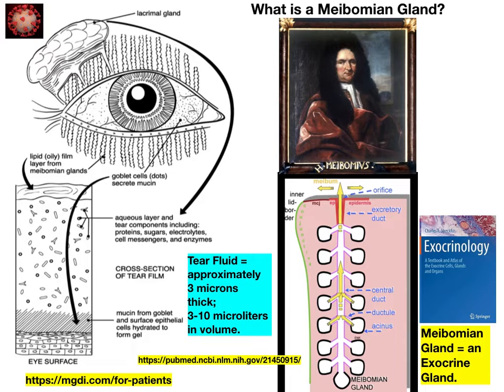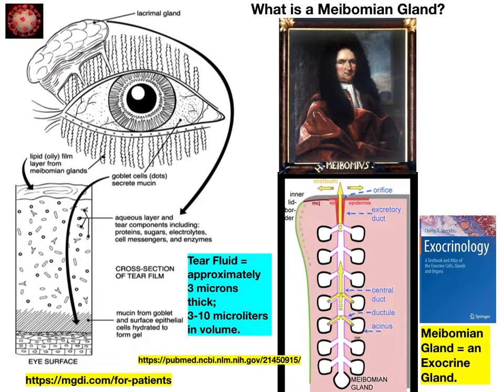But what is a meibomian gland? A meibomian gland is an exocrine gland. And as mentioned, an exocrine gland secretes its materials, often fluids containing various solutes, to the surface of an epithelium, in this case the ocular epithelium. Now the product secreted by meibomian glands is an oil fluid, an oil film.